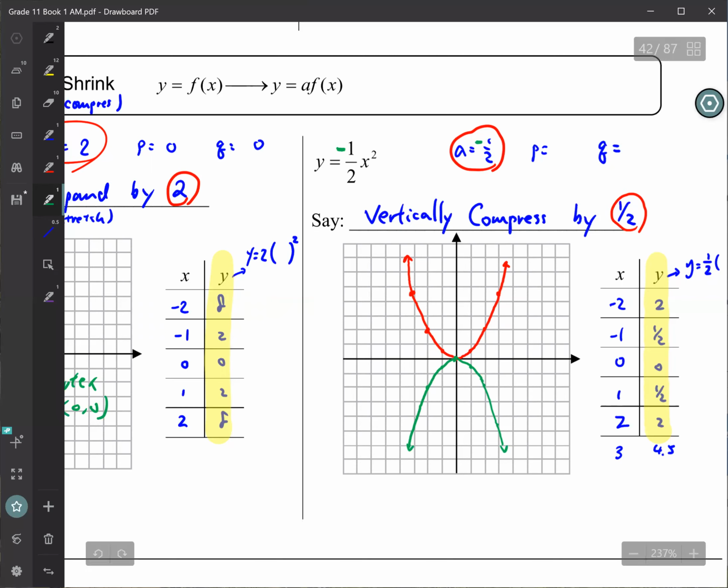Okay, actually let's not mess up the original question. So let's just write it beside the graph. Okay, for the green one, it will be y equals -1/2 x squared. Okay, so that way you compare. And for the red one, it will be y equal 1/2 x squared. But both of them, you still say vertically compressed by 1/2. Do not say vertically compressed by -1/2, right? So when you use the expand or compress, the number is always positive. All right.